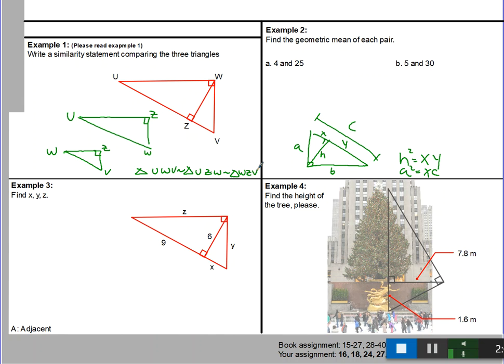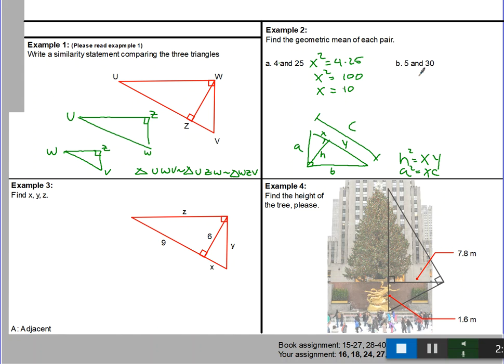Okay, example 2, finding geometric means. All right, the geometric mean, it means we need to multiply those together. So let's call it the geometric mean x. So x squared is equal to 4 times 25. X squared is equal to 100. So x is equal to 10. We can throw out the negative because obviously negative 10 is not between those two.